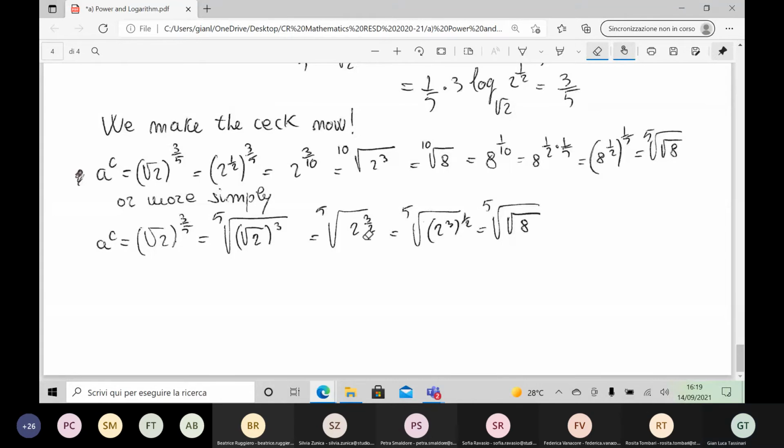Again, rewrite it as a power of a power. You can write it as 2 to the power 3 times 1 over 2. So 2 to the power 3, raised to the power 1 over 2. Inside this is the square root of 2 to the power 3, which is 8, and you get the same result.